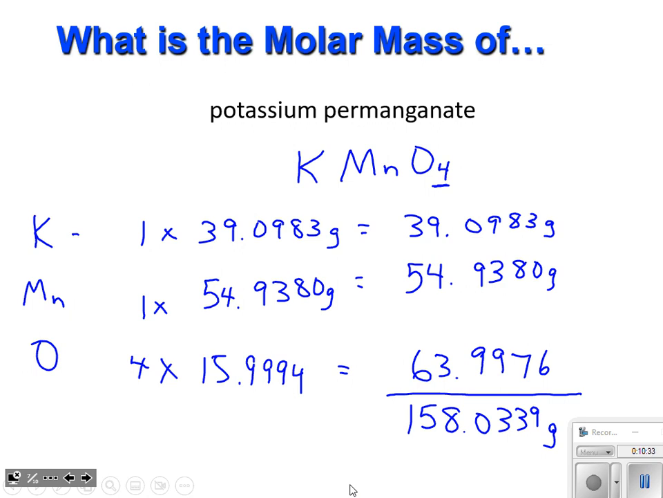What would 2 moles be? Double it, right? Okay, double it.